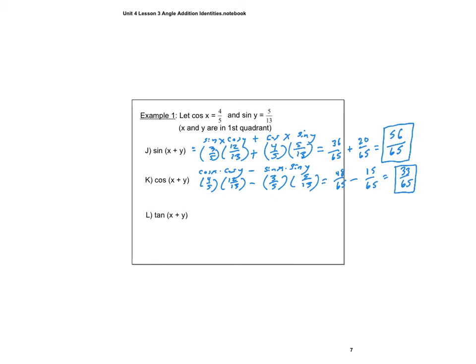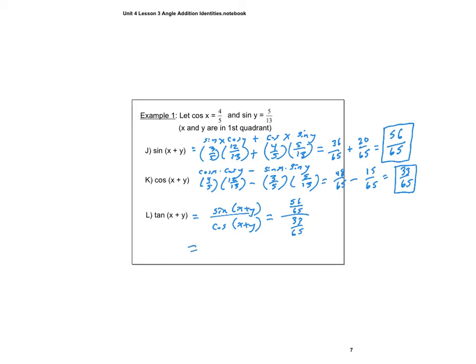All right, tangent. There's a few formulas you can use for this, but since we just found the sine of x plus y, and we found the cosine of x plus y, I would recommend you use this formula, the sine of x plus y divided by the cosine of x plus y. Because the tangent is sine over cosine, we just found these two values, so why not use them? So you got 56 over 65 divided by 33 over 65.